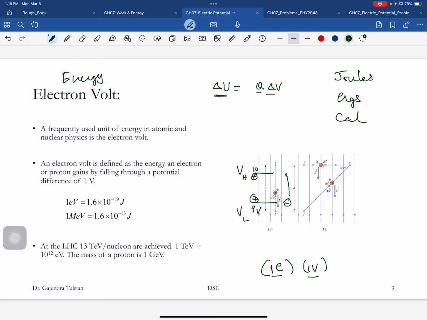So if a calcium ion with 2 charges falls through 1 volt, how many electron volts will it gain? 2. 2 electron volts, very good, okay? All right, so an electron volt is that many joules.